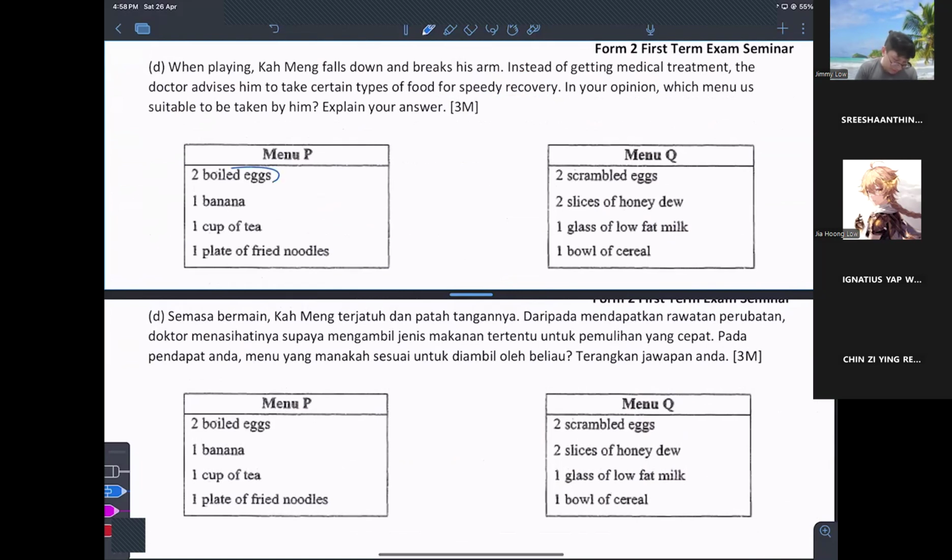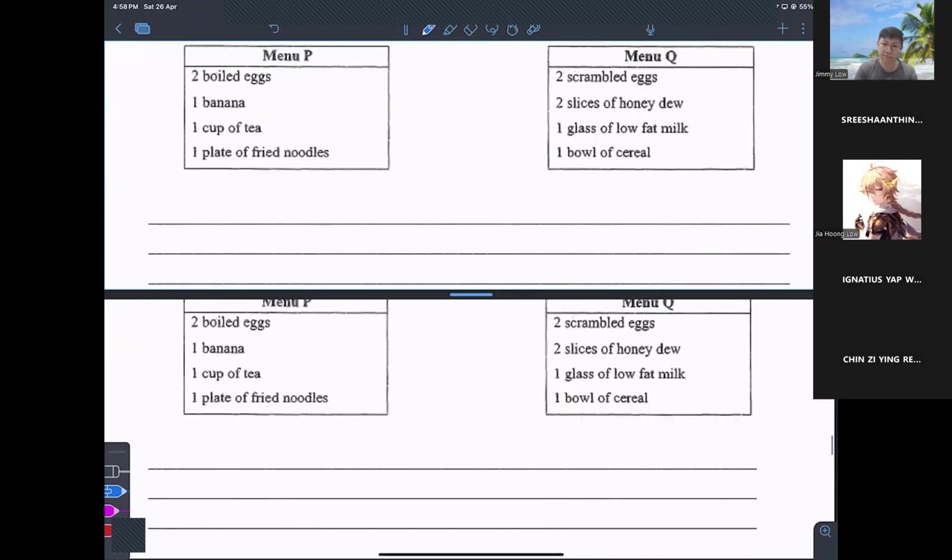Okay. Scrambled egg, boiled egg doesn't matter. Okay. Banana and honeydew. Okay. Doesn't matter. Cup of tea. Low fat milk. Okay. Seems okay. But you see the cue is here. Fried noodle and cereal. Okay. So you want to get the speedy recovery, right? We have to eat healthy lah. Okay. Q lah. Okay, so this one is better.